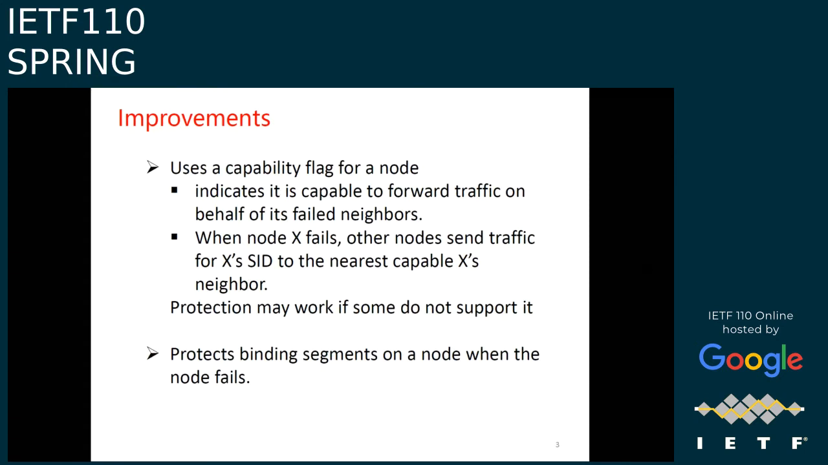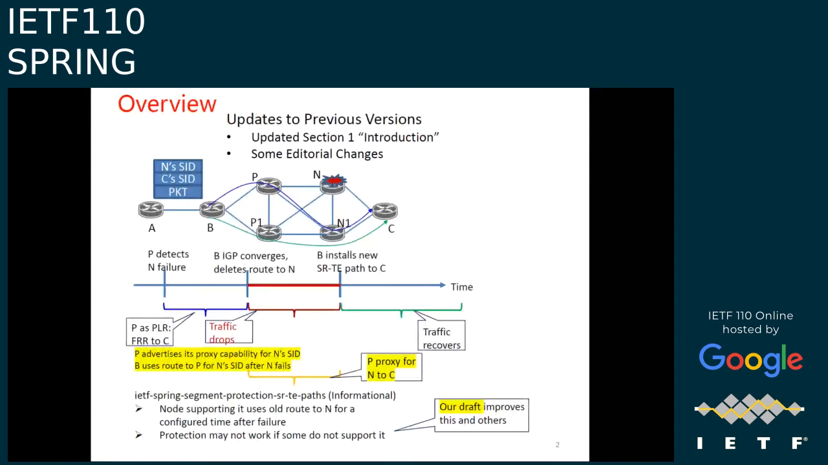Yeah. So my question is that, in the previous slide you mentioned that the draft IETF Spring Segment Protection SRT paths has provided a solution, but you are pointing out that because that draft is informational, somebody may not implement it. So are you suggesting that draft should be made standard? Do you think that will solve the problem?